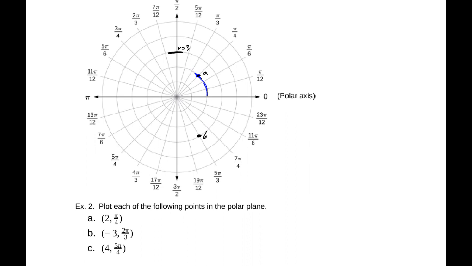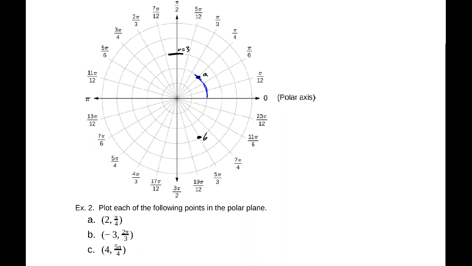Last point here, 5 pi over 4. So a radius of 4, I am living on this circle, and I'm going to 5 pi over 4, which happens to be right over here. So I'm on this circle, and I'm going over to 5 pi over 4, so this point right here. That is my point for part C.